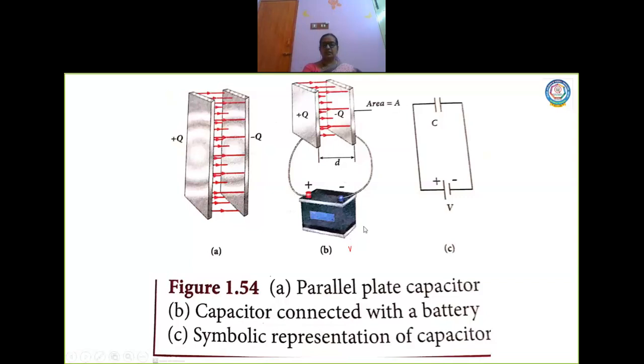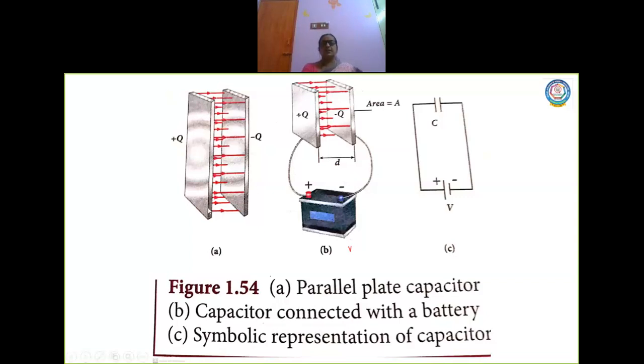Now, let us assume that the voltage of the battery is 12 volt. What will be the potential difference between these two plates? Again, it is 12 volt. This will be at plus 12 volt and this will be at 0 volt. So what is the difference between them? It is 12 volt. The potential difference between the two plates will be equal to the voltage of the battery. This is represented in this diagram.